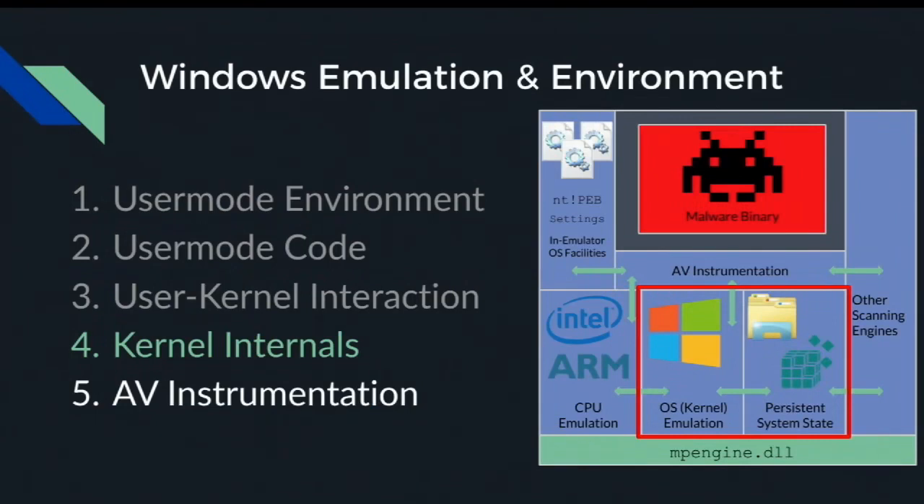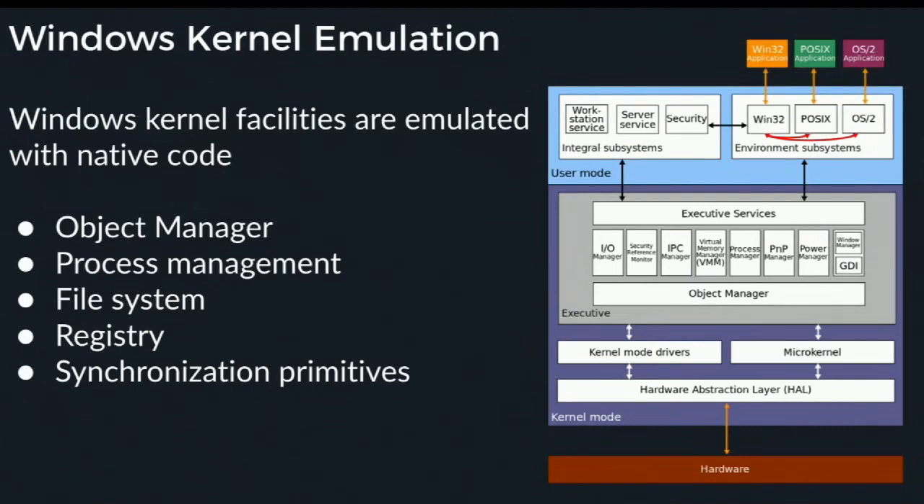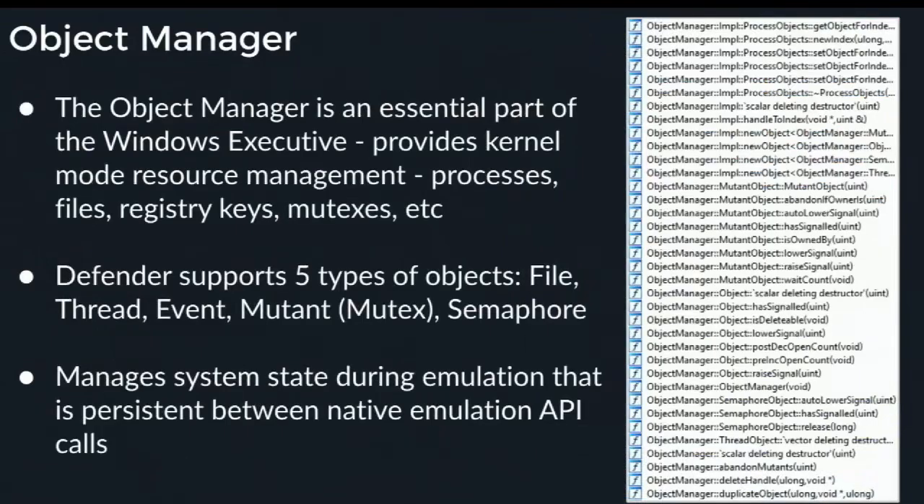So we've now talked about the mechanism used to trap from inside the emulator to the outside for complex emulations. Let's talk a little about the internal emulation of the Windows kernel and the NT kernel facilities. So Windows kernel facilities are emulated with native code. These facilities include the object manager, process management, file system, the registry, and various synchronization primitives. This is just like you would find on a real Windows system with the NT kernel.